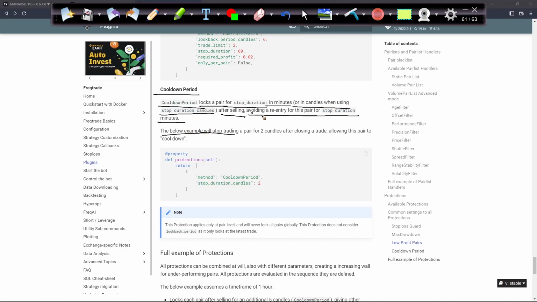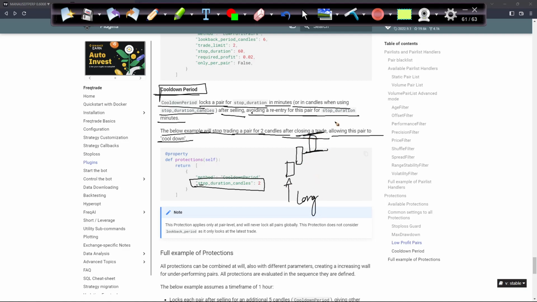The below example will stop trading a pair for 2 candles after closing a trade, allowing this pair to cool down. So this is also important. What it does is stop the trading for the next 2 candles. Suppose the market is here and we entered long here, and we took the profit here. Now if a long signal comes again, we won't enter that trade for the next 2 candles. Let it settle down and then we'll enter long, because the market tends to go up, then retrace back, then go up, then retrace back.